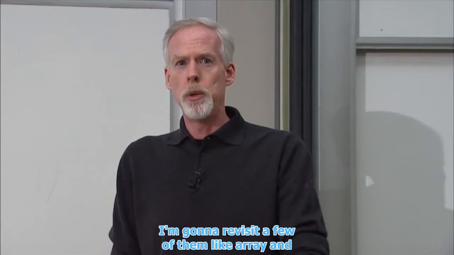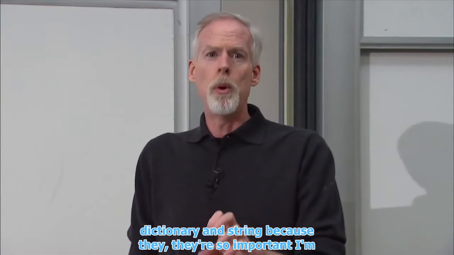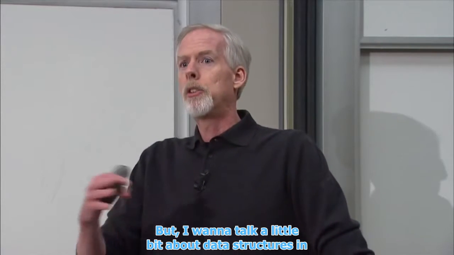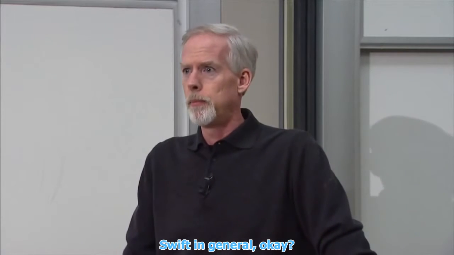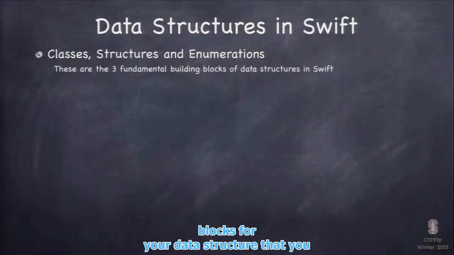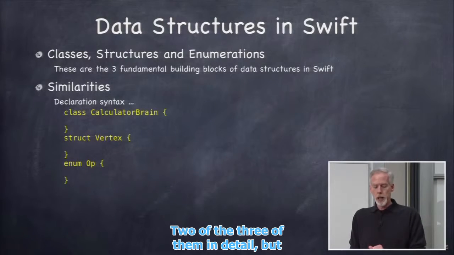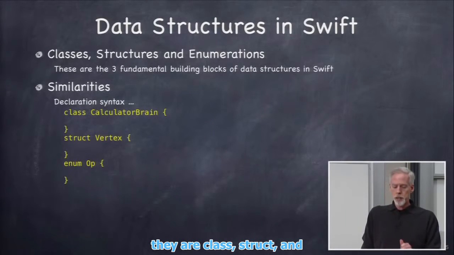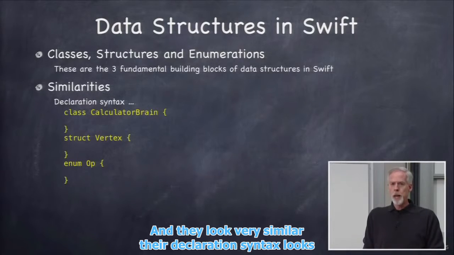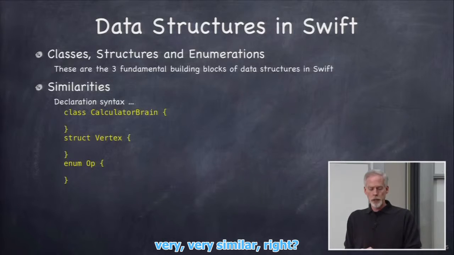And I'm going to revisit a few of them like array, dictionary, and string because they're so important. I'm going to actually talk about some of their methods. But I want to talk a little bit about data structures in Swift in general. There are really three fundamental building blocks for the data structures that you might build, and you've seen two of the three in detail, but they are class, struct, and enum. They're the three basic building blocks. And they look very similar. Their declaration syntax looks very, very similar, right?